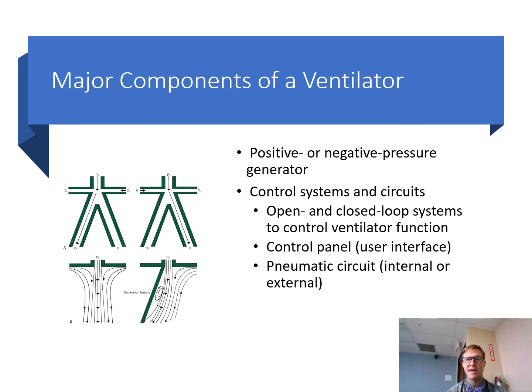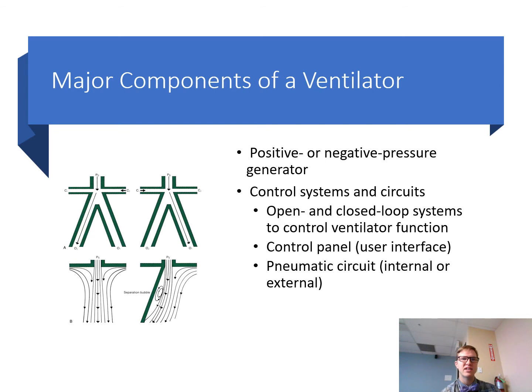So when we're looking at positive or negative pressure generators, the gas flow into the machine or into the patient, right? The gas flow into the lungs can be accomplished by using two different methods of changing the trans-respiratory pressure gradient: the pressure at the airway opening minus the pressure at the body surface. So pressure at airway opening minus pressure at the body surface is the trans-respiratory pressure gradient.